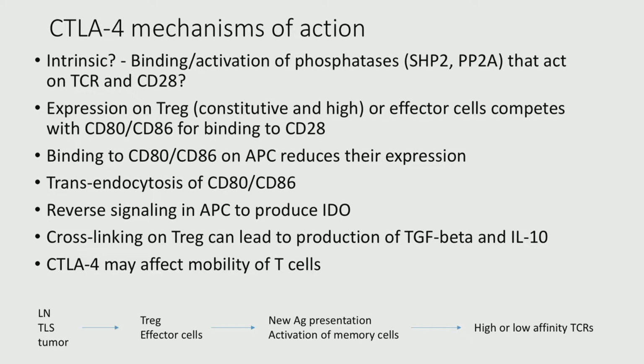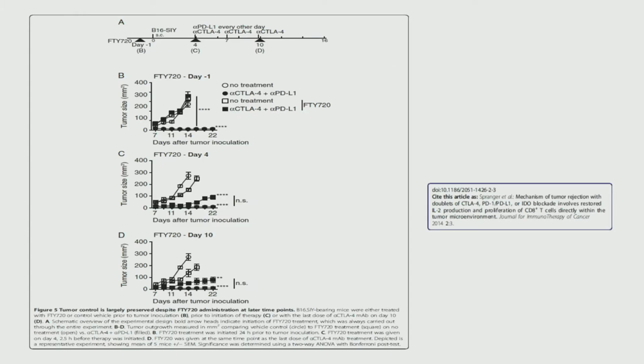So if we can't figure that out, how are we going to develop biomarkers that would actually tell us who needs CTLA-4 and who won't? And I just show this slide because this is data from an animal model, where you can obviously get the results you want from any animal model.